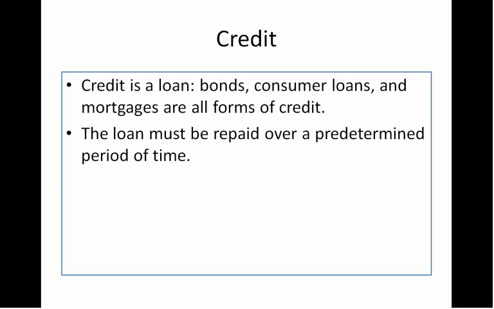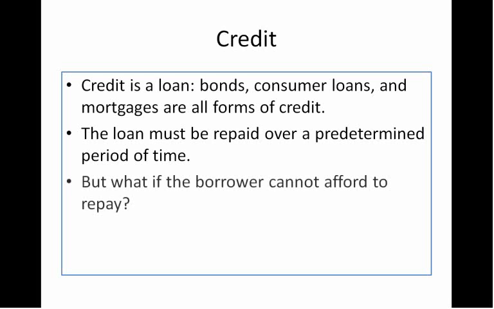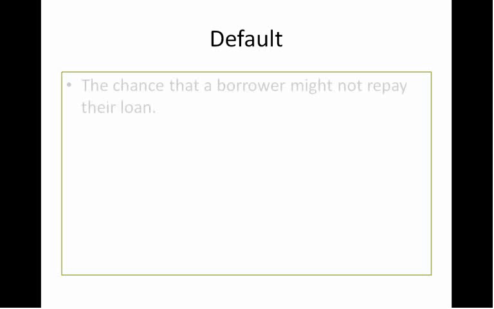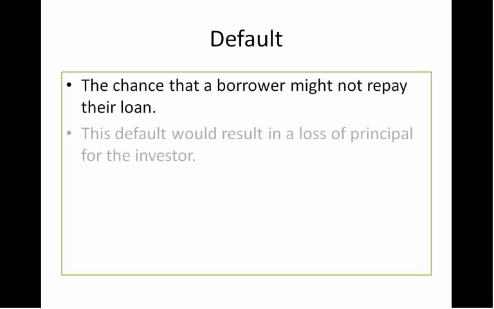But there is a risk. What if the borrower cannot afford to repay the loan? This is called the probability of default, and there's default risk associated with lending out money. As I mentioned, default is simply the chance, the probability that a borrower might not be able to repay the loan. So if the borrower defaults on the debt, defaults on their credit, then this default would result in a loss of principal for the investor.